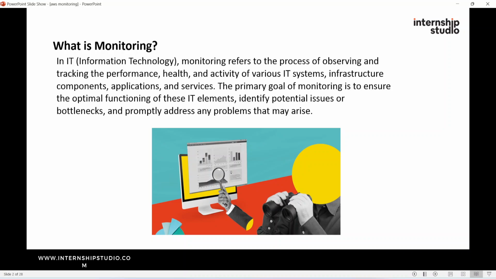Next comes watering. Watering and sunlight are very essential for plants, right? Similarly, resource management is also helpful in IT. In a garden, proper watering and sunlight are essential for plant growth. Similarly, IT monitoring ensures the optimal allocation of resources such as bandwidth, processing power, meaning RAM or CPU, and storage. By fine tuning these resources based on real time data, IT professionals guarantee that each component receives the necessary nutrients for efficient operation.